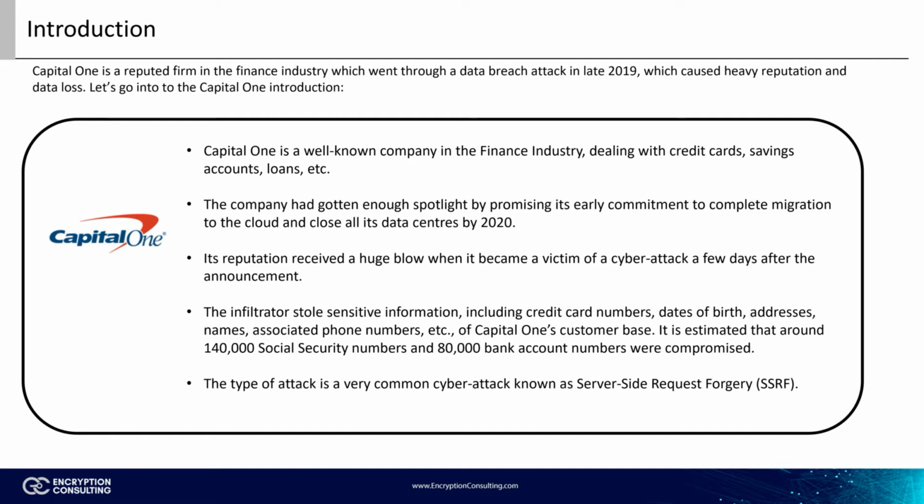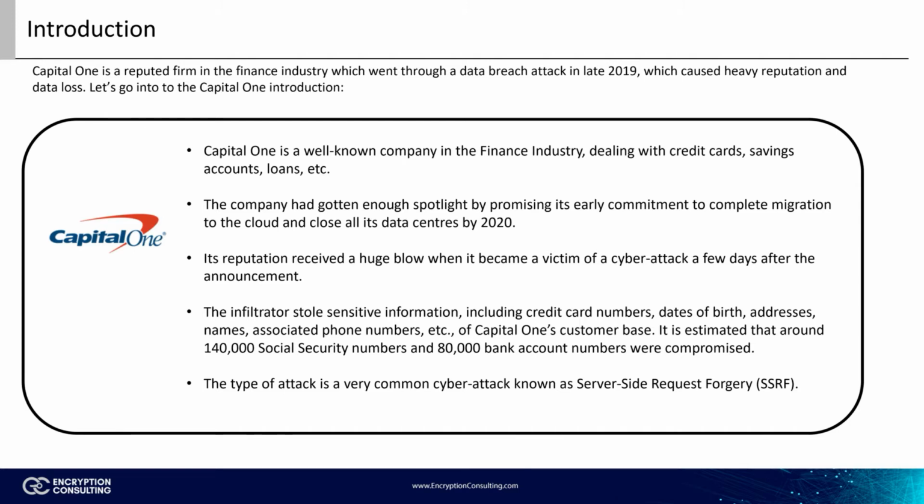Although it is a bold and commendable move, unfortunately, Capital One soon became a victim of a cyber attack, which negatively impacted its reputation. It is estimated that around 140,000 social security numbers and 80,000 bank account numbers were compromised, along with other personally identifiable information. What's more, the attack was a very common and well-known cyber attack called a server-side request forgery, or SSRF.